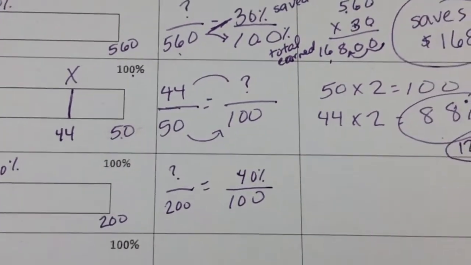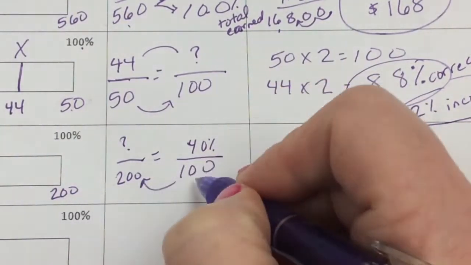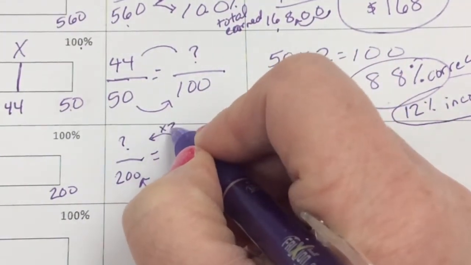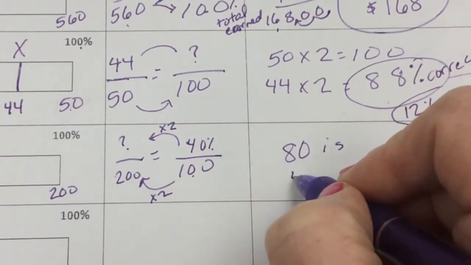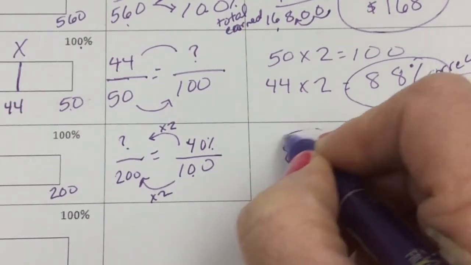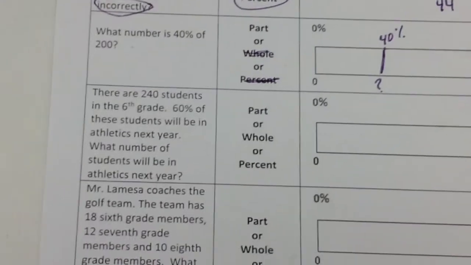Okay, so this one is another one of those. You don't have to cross multiply and divide. You can use a scale factor here. 100 times 2, so 40 times 2 is 80. 80 is 40% of 200. That's a little bit less than half. Okay. All right, next one here.